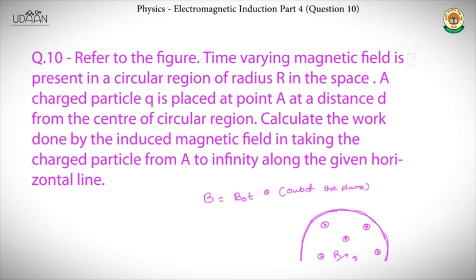So coming to question number 10 now, it says, refer to the figure, the time varying magnetic field is present in a circular region of radius r in the space. A charged particle q is placed at a point A at a distance d from the center of the circular region. Calculate the work done by the induced electric field in taking the charged particle from A to infinity along the given horizontal line.